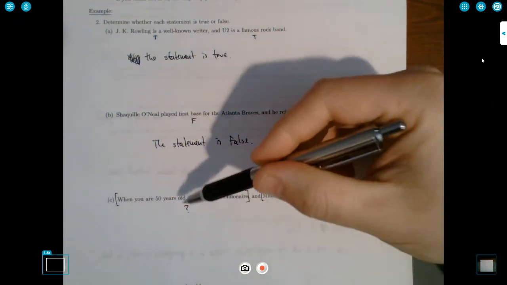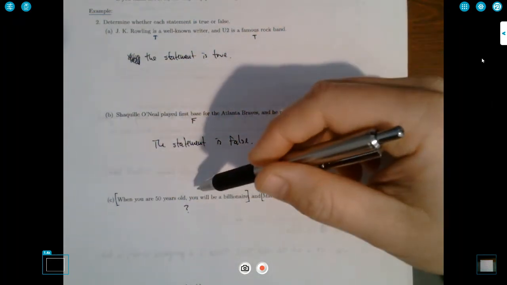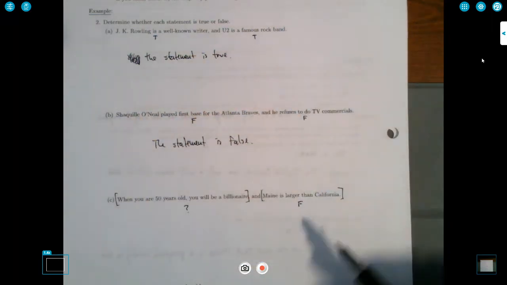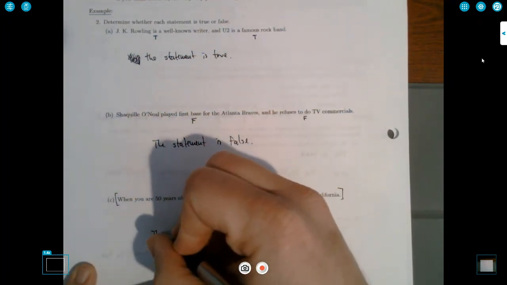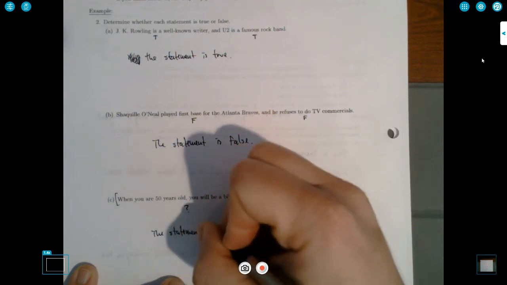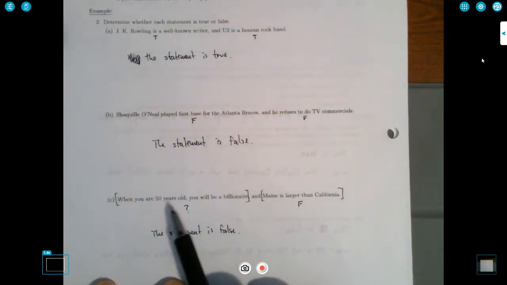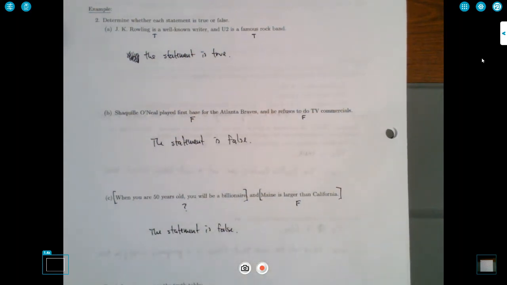So even though we don't know the truth value of the first statement, we definitely know that the truth value of the overall compound statement is false, because the second simple statement is false. So we can say definitively that the statement is false. Okay? Regardless of whether or not you're going to be a billionaire when you're 50. This statement is false because the second piece is false.